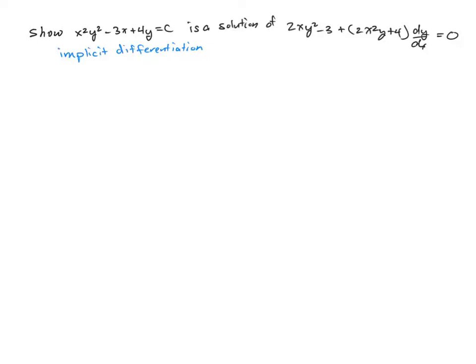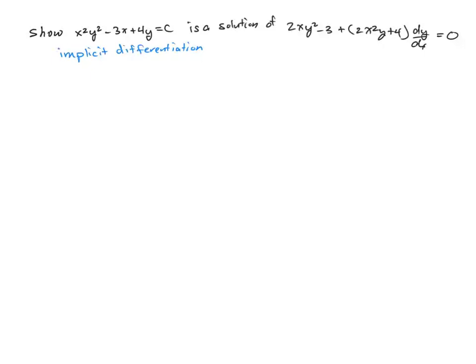Okay, so for this example, we want to show that this implicitly defined function solves a differential equation. And this is very different than the previous two problems that we just got done going through, because this time around, we actually just wanted to take the implicit relationship between the variables, take the derivative, and then rewrite it so it matches the differential equation.